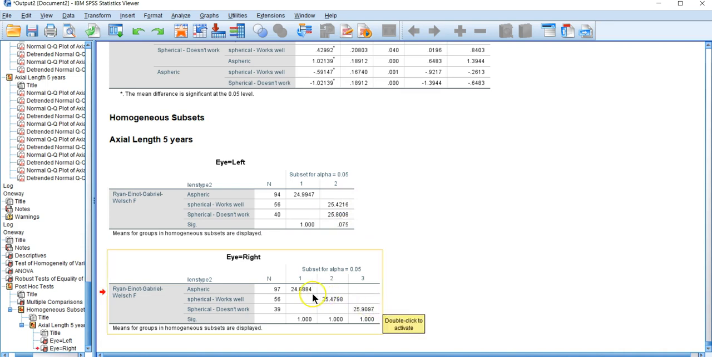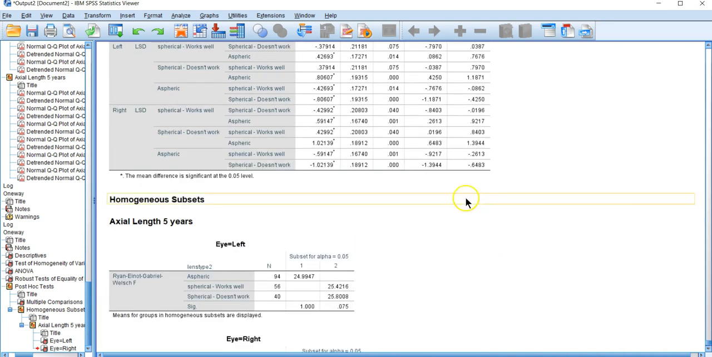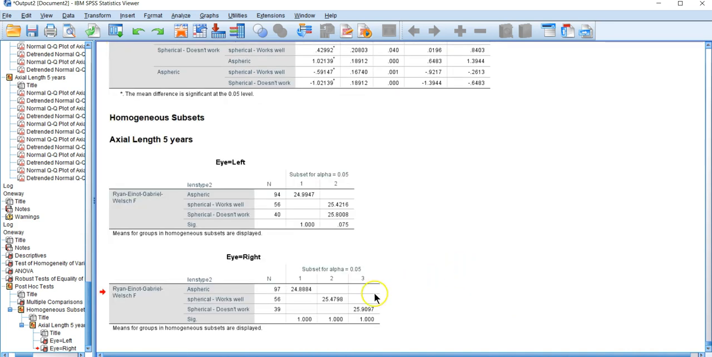As we saw above, on the right eye, they're all different. And that's confirmed down here, because aspheric has its own column, so that means it's different from these other two. This guy is different from this guy, and so everybody's different for the right eye. And that's basically what you look at for this.